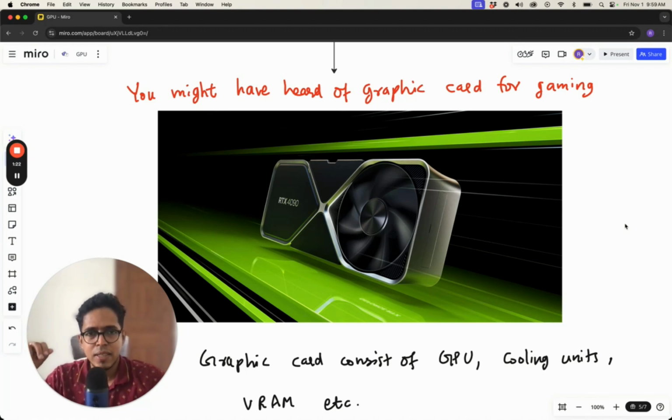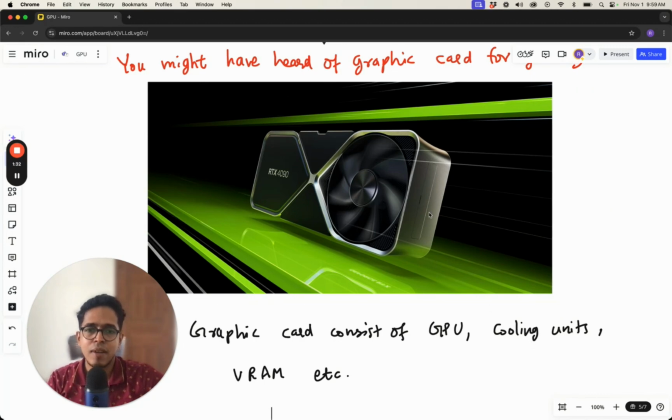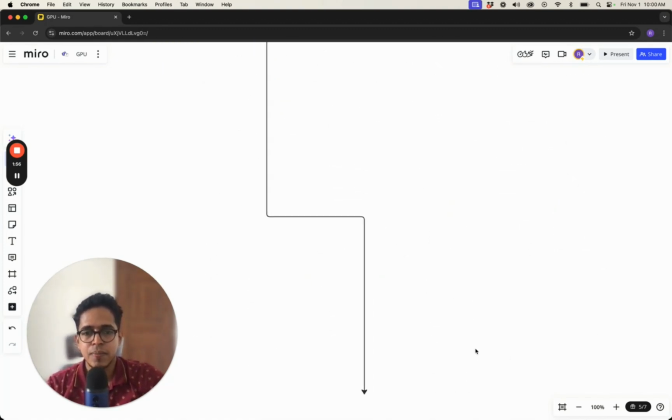But basically, graphics card is not exactly same as GPU, but graphics card consists of GPU. GPU is one of the components inside graphics card, but it will also have a cooling fan, VRAM, etc. Essentially, you can say that the primary component of graphics card is GPU itself. The original product that NVIDIA was selling was these gaming accelerating units like graphics cards. It provided the gamers an enhanced gaming experience. So we'll see how exactly GPU was able to do this.